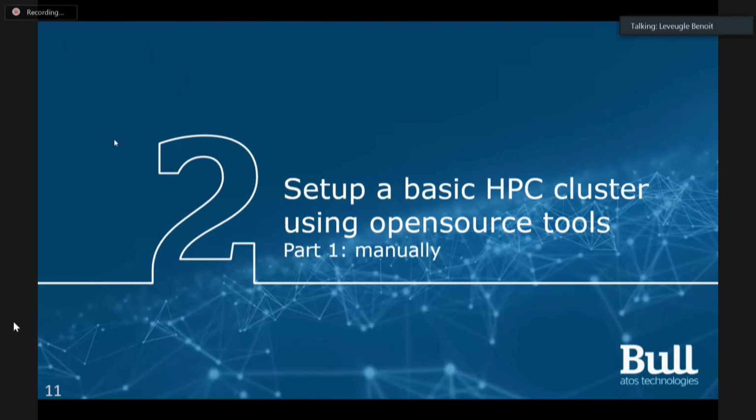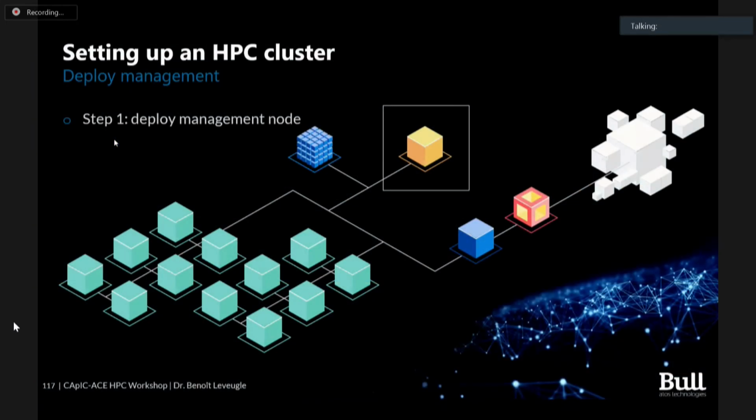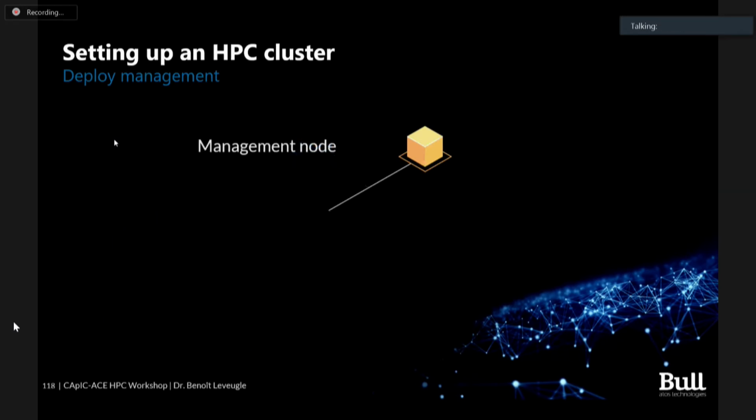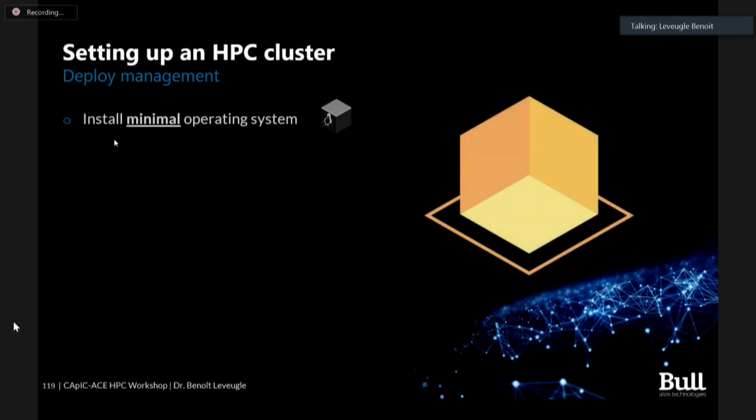So this part is how to set up a basic HPC cluster using only open source tools. You can redo this at home in a VM, on your cluster, on a Raspberry Pi if you want, everywhere. The first step is to deploy your management node. Most of the time, you're going to deploy it manually with a USB key or something like that. So let's focus on the management node. You first need to install the operating system. For a standard HPC cluster, it's Red Hat, CentOS, or Ubuntu. You can see Debian sometimes.